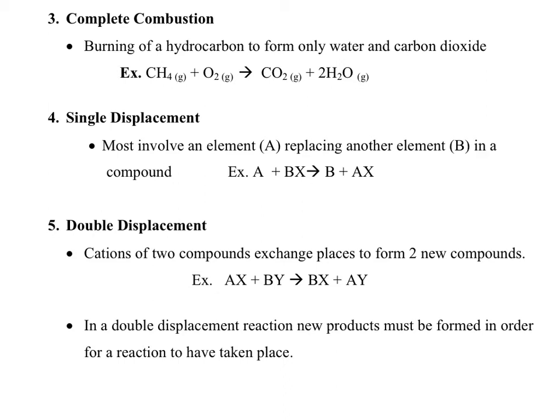The fifth type of reaction is known as a double displacement reaction, where you have the cations of 2 compounds exchanging places to form 2 new compounds. In a double displacement reaction, you have to have new products formed in order to prove that a reaction has taken place. More on this later. An analogy of a double displacement reaction would be switching dance partners, like in a square dance.